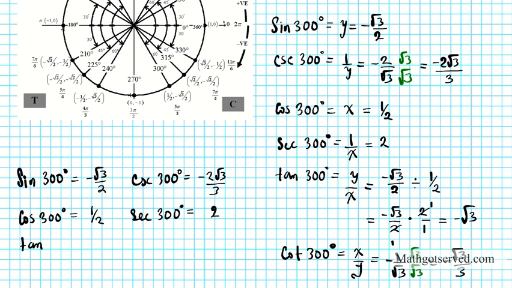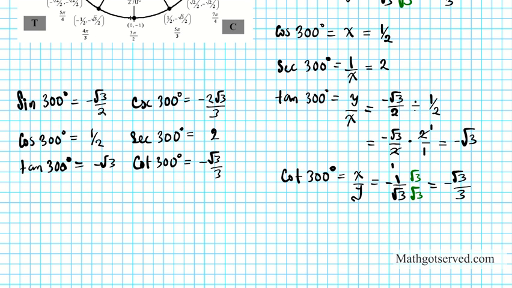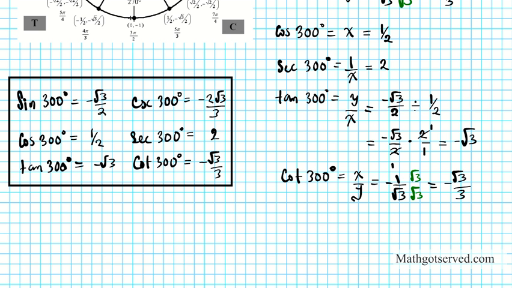Tan 300 degrees, we found out was negative root 3, and its reciprocal, cotangent 300 degrees, is negative root 3 over 3. So here go all your answers for all 6 trig ratios. Okay? All right, let's move on to question number 2.